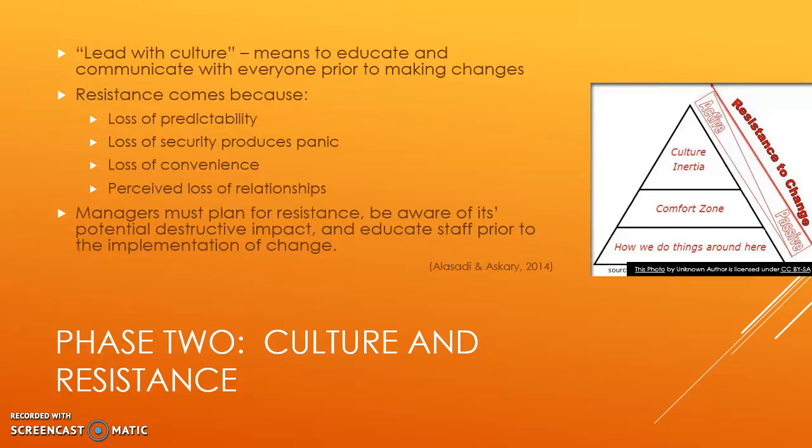Resistance comes from staff because of a loss of predictability. A loss of security then produces panic and fear. Loss of convenience, or doing things the same old way, and a perceived loss of relationships. For example, they might not be able to work with people that they've worked closely with, and people just really fear change in general. Managers must plan for resistance. They have to be aware of its potential destructive impact and educate staff prior to the implementation of change.